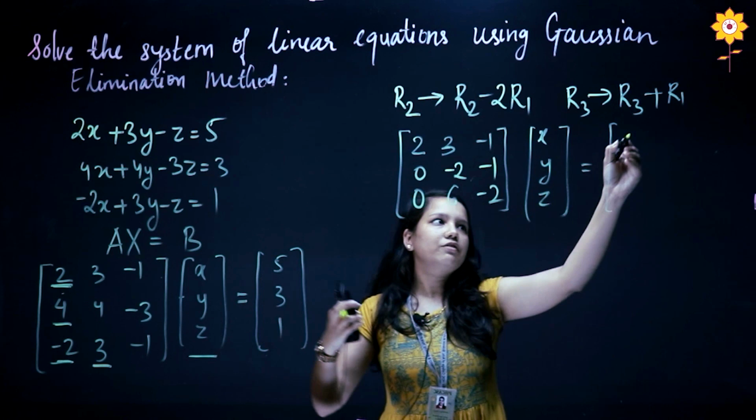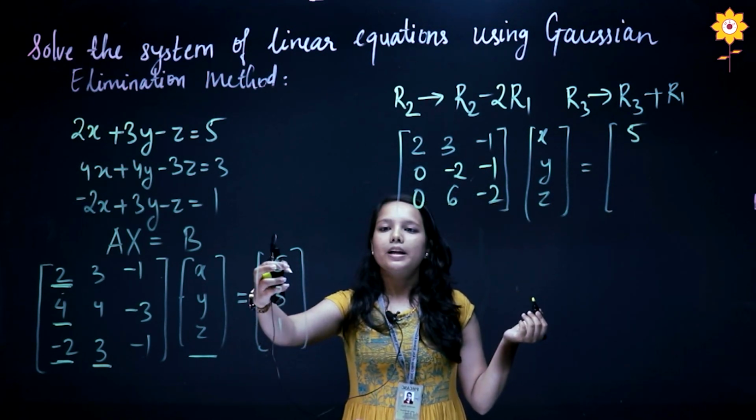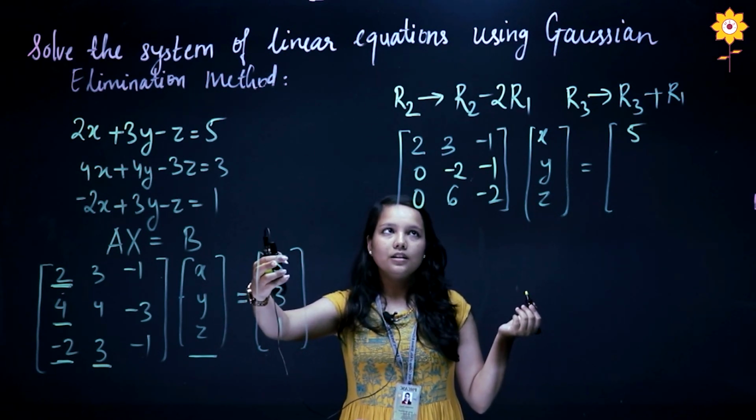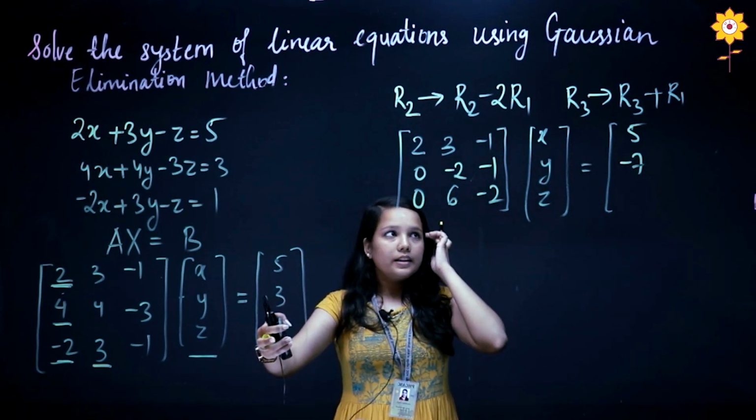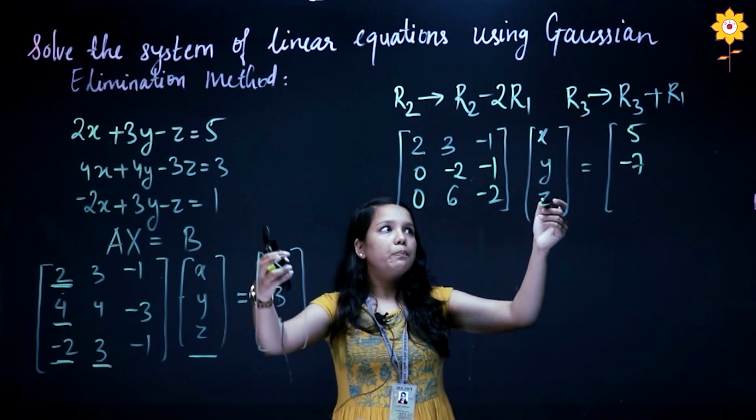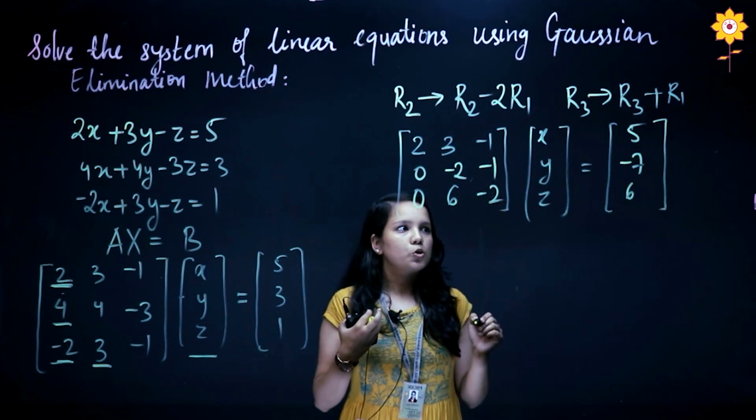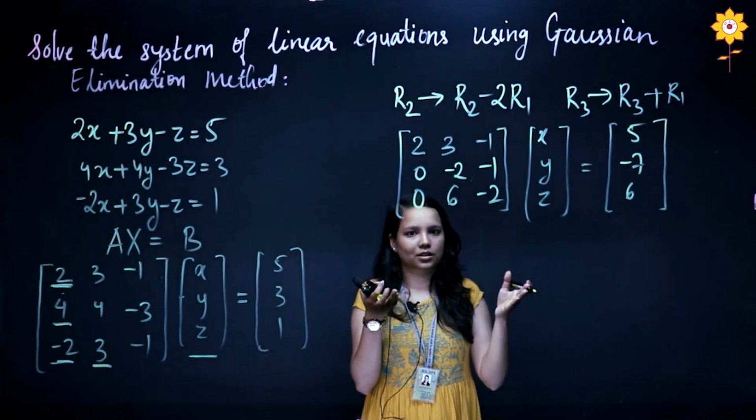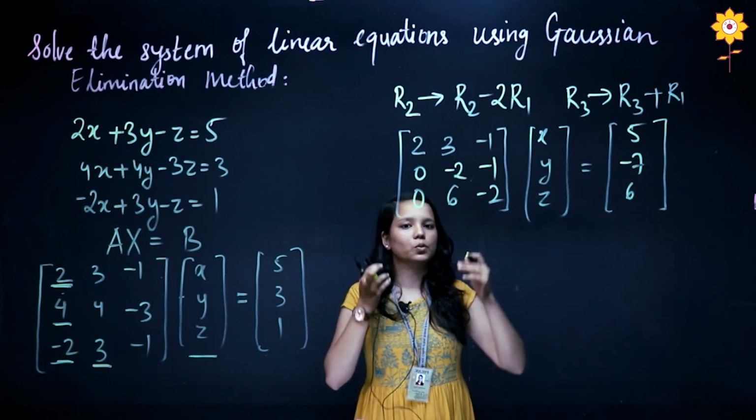So this is 5, this will remain unchanged because it is in the first row. Then second row, 3 minus 2 5s are 10, so 3 minus 2 5s are 10, minus 7 I will get here. Then next is 1 plus 5, that will give me 6. So after changing the rows, this is what I am getting.